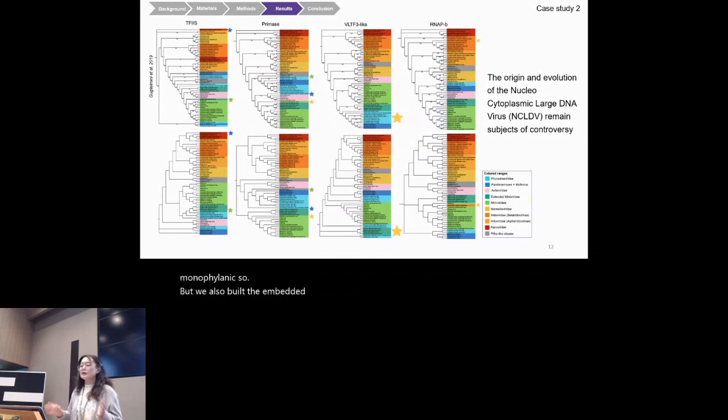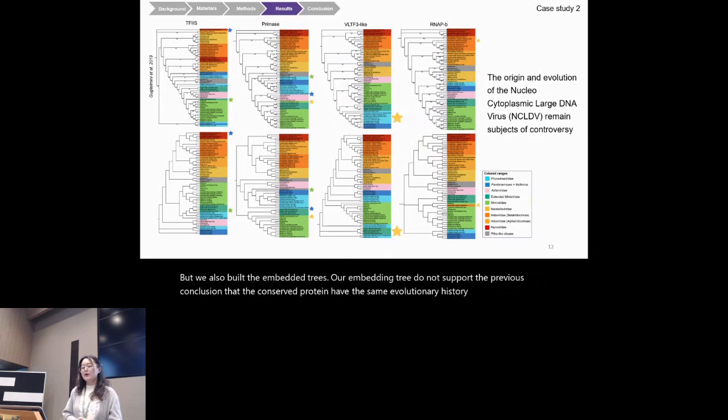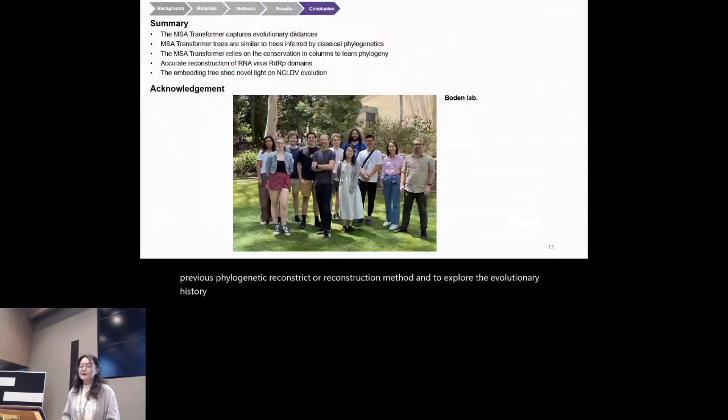Our embedding tree does not support the previous conclusion that the conserved proteins have the same evolutionary history, but instead supports that they evolved independently. So we want our method to further complement the previous phylogenetic reconstruction methods and to explore the evolutionary history of the proteins. That's all. Thank you for listening.